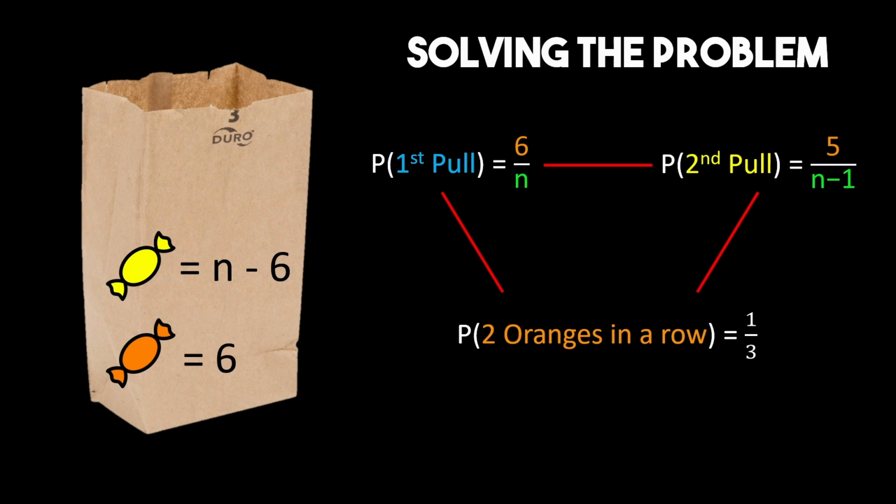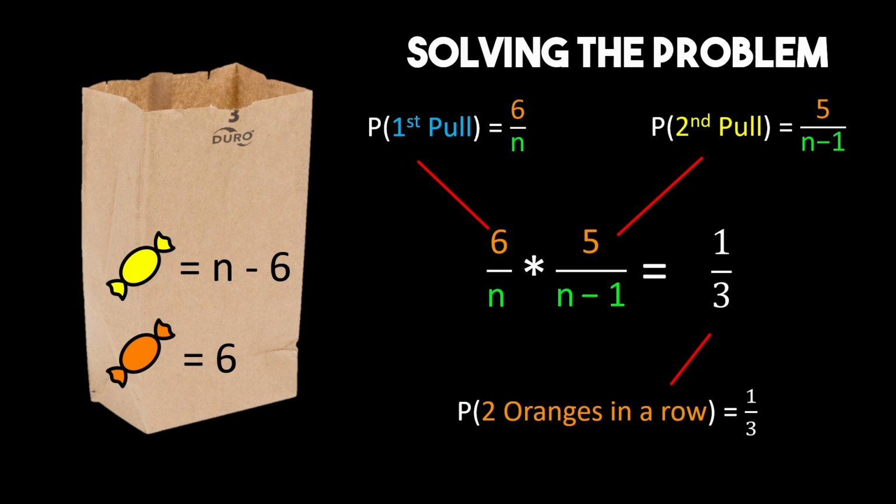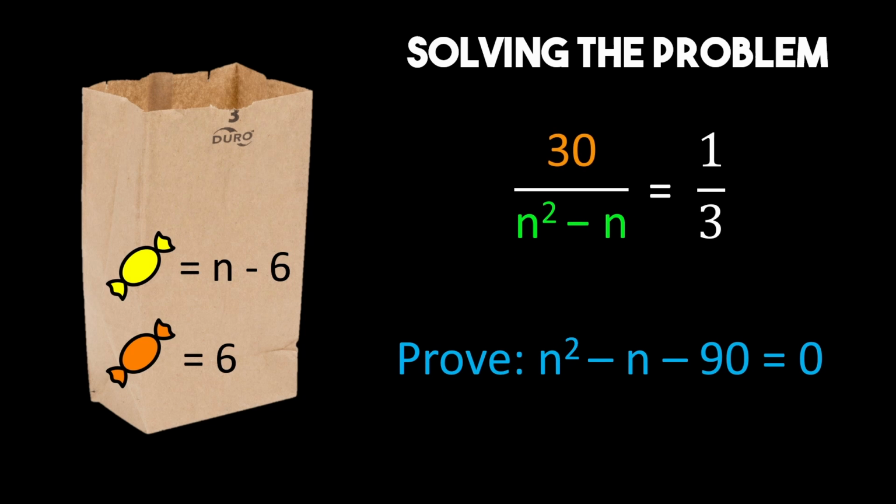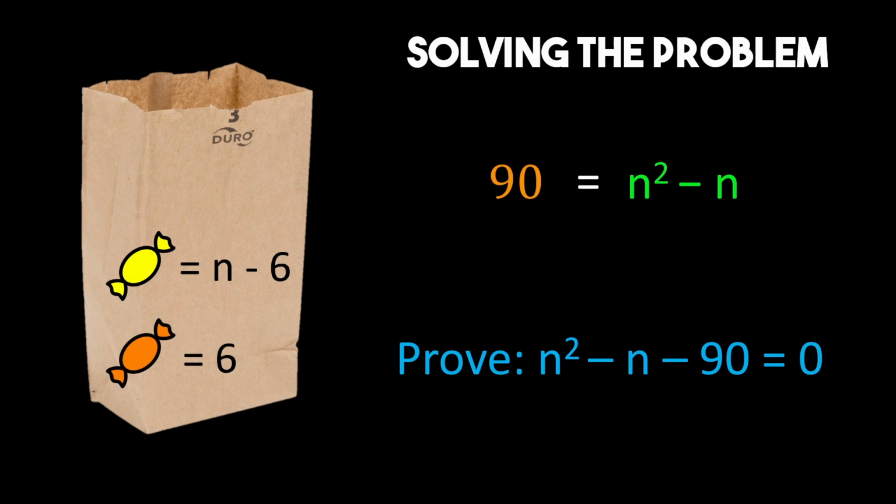In the case of our problem, this translates to the 1/3 probability they gave us equaling the probability of Hannah's first pull times the probability of Hannah's second pull, which is 30 over n squared minus n. And this is great, because now we have an expression that contains part of what we were asked to show in that last line. Let's see if we can clean it up a bit though by multiplying by n squared minus n and 3 to get rid of the fractions.